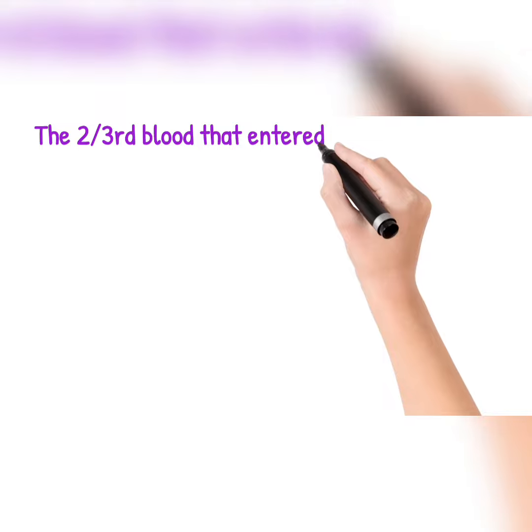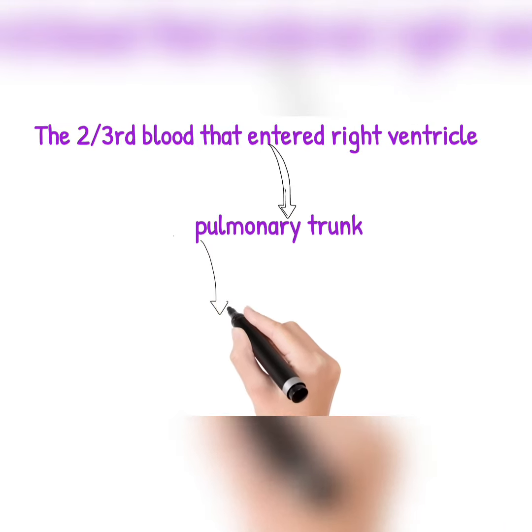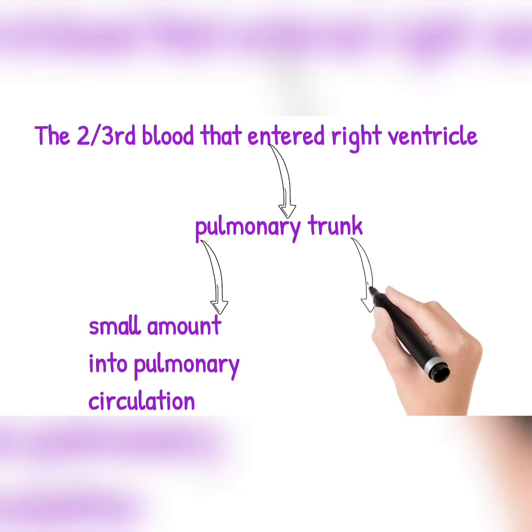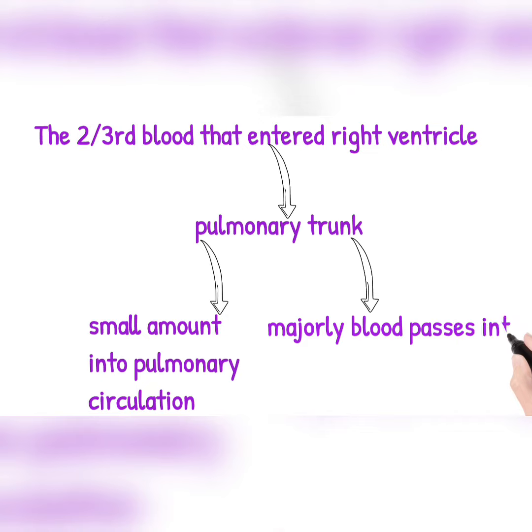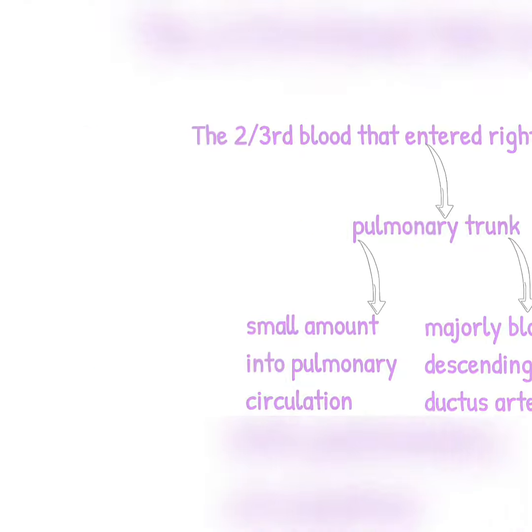The two thirds of blood that entered into the right ventricle enters into the pulmonary trunk. From here, a small amount of blood enters into the pulmonary circulation, whereas the majority of the blood passes into the descending aorta through the ductus arteriosus.